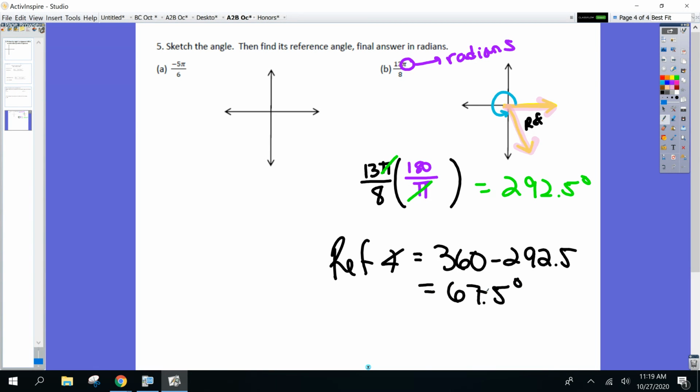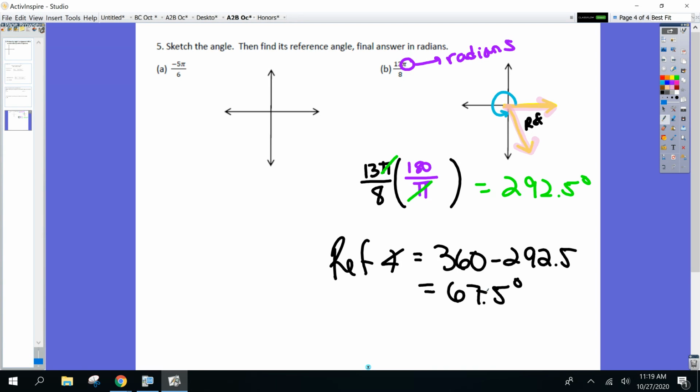Which is good to me. Why? It's less than 90 and it's positive. That's what every reference angle should be, less than 90 and positive. Problem though, right? What did my final answer have to be in? The reference angle in radians.